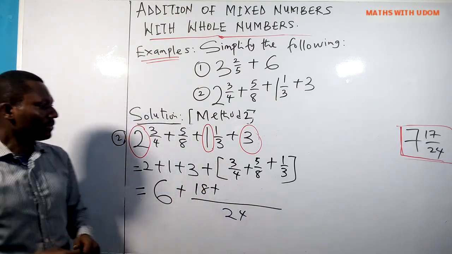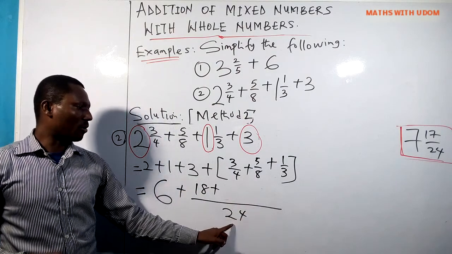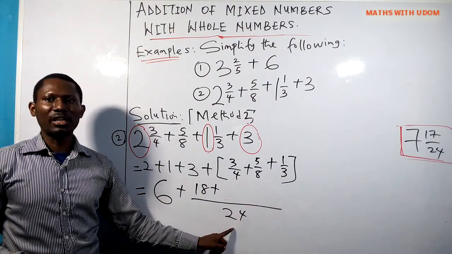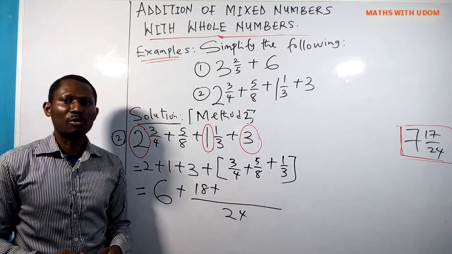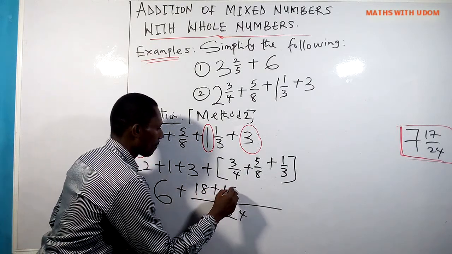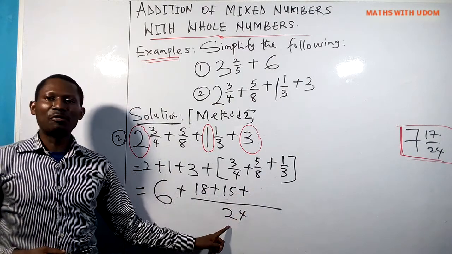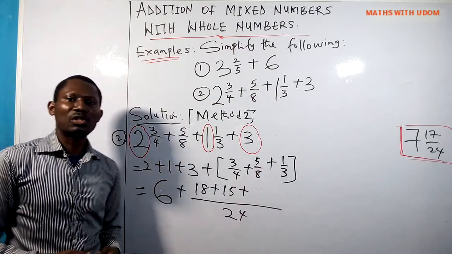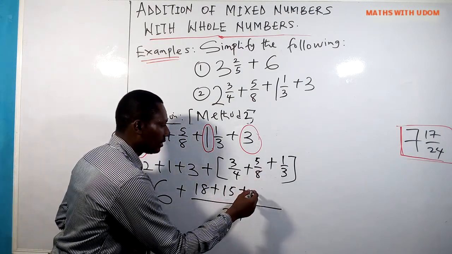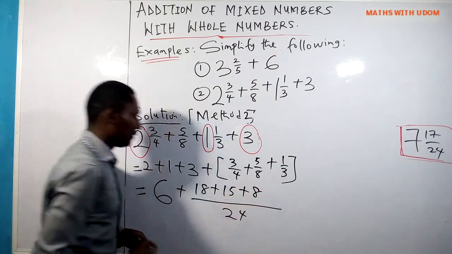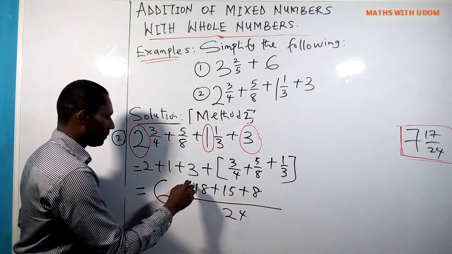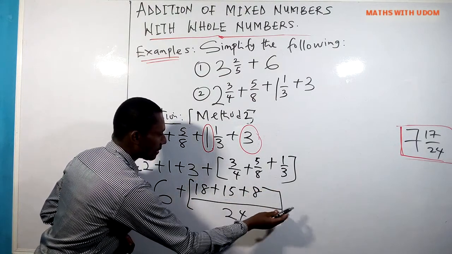Plus, how many 8 can go in 24? 3. So 3 times our numerator 5 will give us 15. Plus, how many 3 can go in 24? That's 8. 8 times our numerator 1 is still 8. Okay? Let's close these brackets.